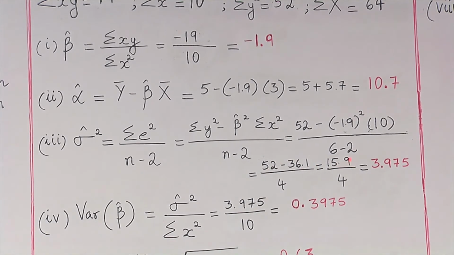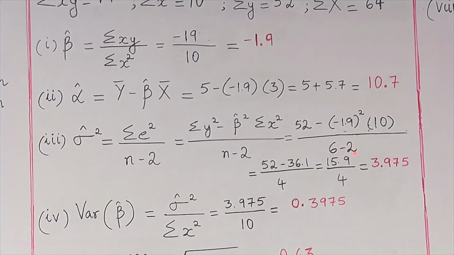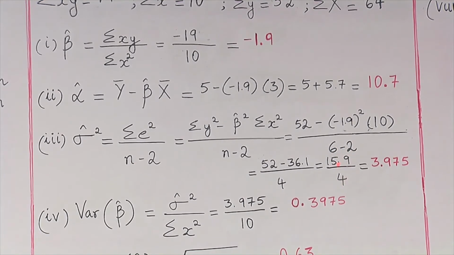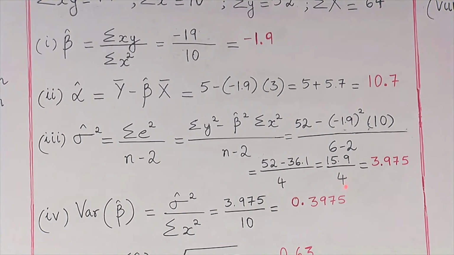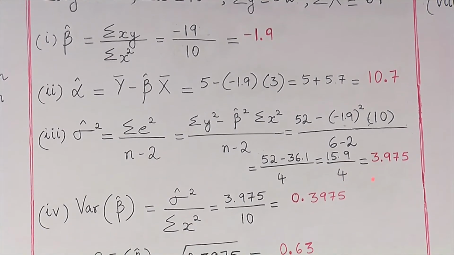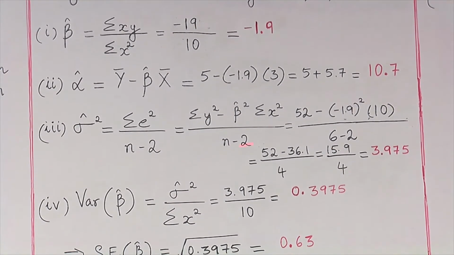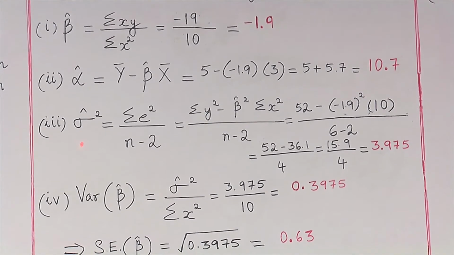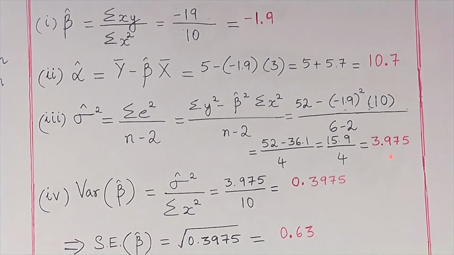So, on multiplication of minus 1.9 into 1.9 into 10, you get 36.1, and on subtracting, the numerator is 15.9. The denominator 6 minus 2 gives us 4. So, on dividing 15.9 upon 4 we get 3.975. So, the variance of the error term is 3.975.